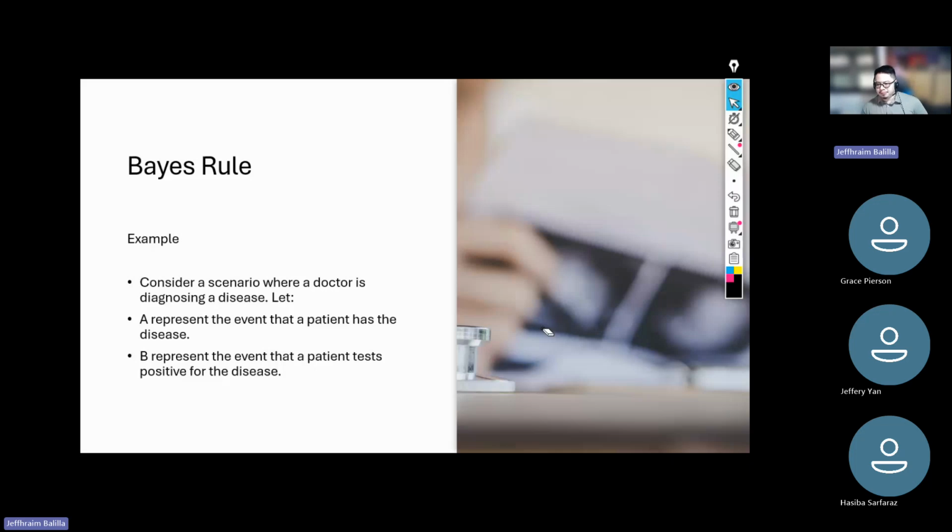Because there's a possibility of B prime or B bar. That is the event that a patient tests negative for the disease, even though the patient has the disease, right? That's called false negative. The test says you're negative for the disease, but in reality, you actually have the disease. That's false negativity. Okay, do you follow, guys?